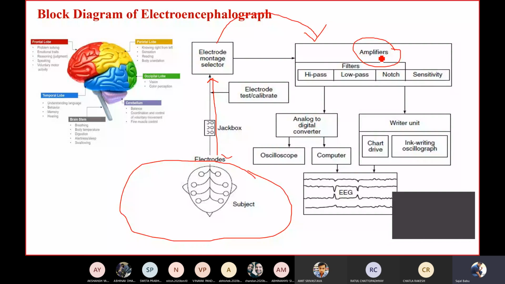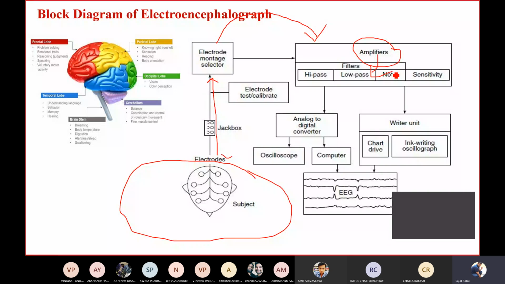And then after amplifying the signal, this signal will be given to the filter. What the filter is going to do: if you are having noise in the low frequency range, then the high pass filter is going to come into action, and it is going to remove the low frequency signal and allow the high frequency signal. If you are having noise at the high frequency, then the low pass filter is going to remove the high frequency and allow the low frequency. And if you are having a single frequency noise, the notch filter is going to remove that single frequency and allow the remaining part.